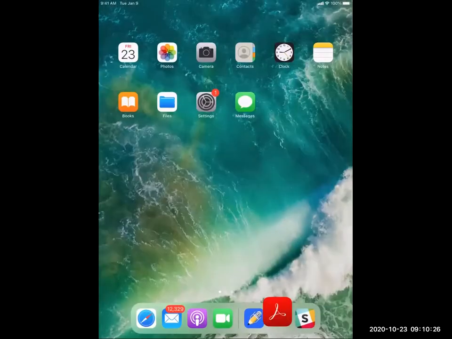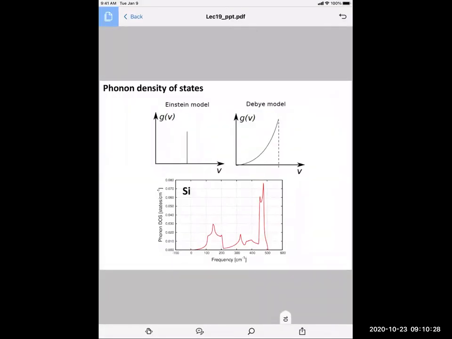All right, and then I'll switch back to the PowerPoint. And so this function g of nu that I talked about earlier is really the phonon density of states, so the density of vibrational states.